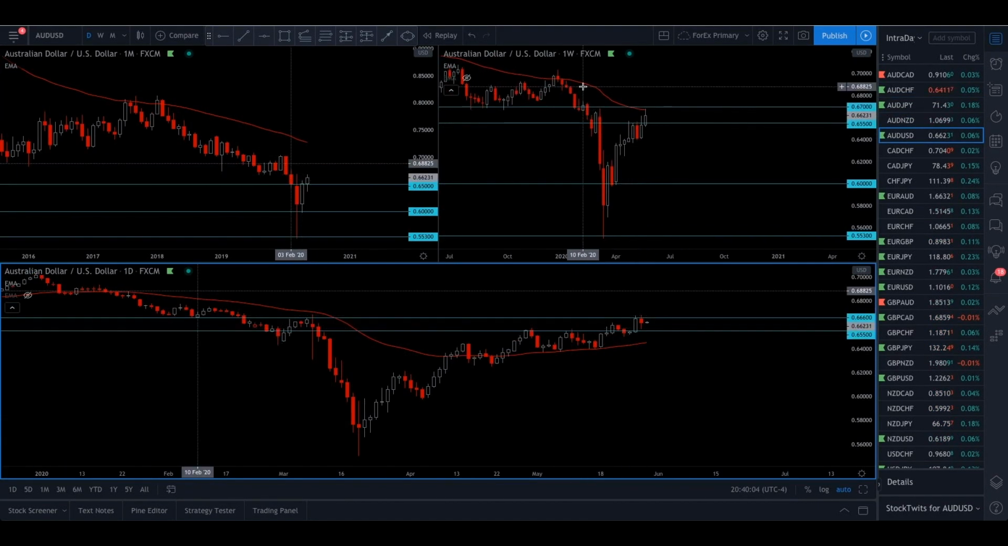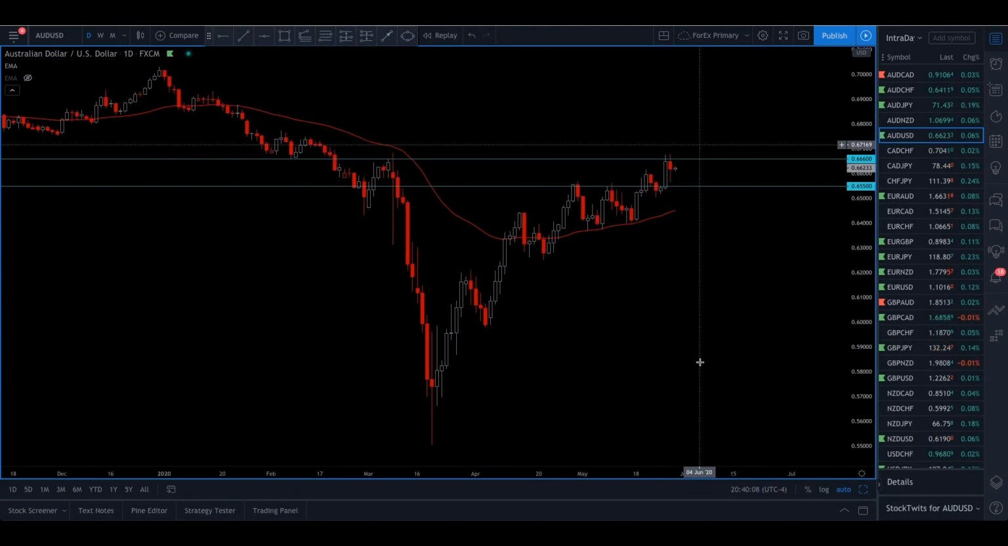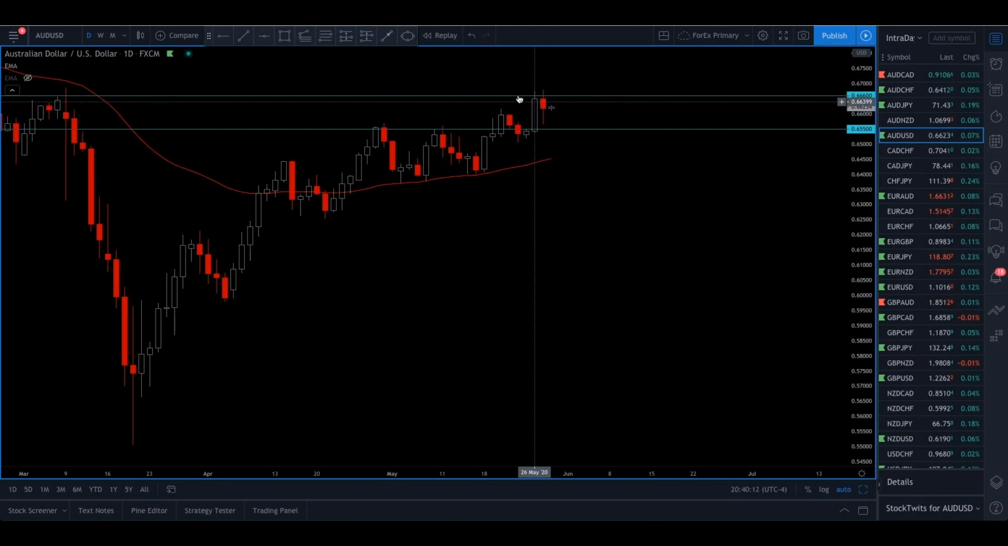Aussie dollar, we are just tapping that weekly 50 MA right now. We can see on the daily chart we have support resistance at 0.666. We closed with this bearish inside candle over here on the daily chart, though we are, just like Aussie N, still creating these higher highs, higher lows.